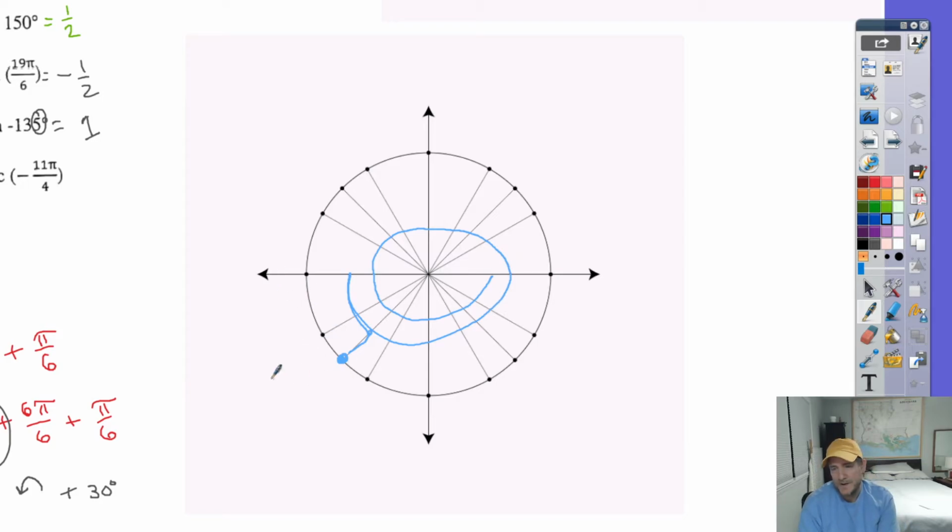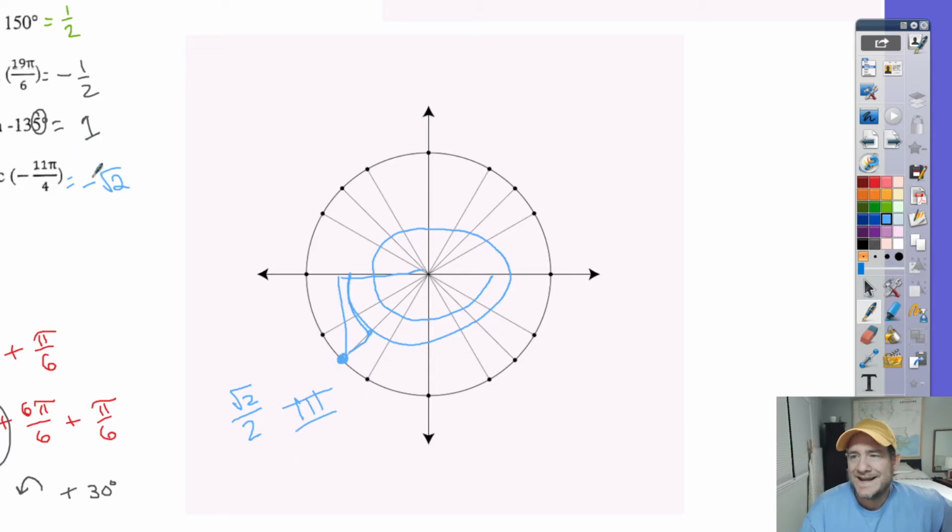So, same spot. Secant wants the reciprocal of cosine. So it wants the reciprocal of the x-coordinate. And we said it would be a good idea to remember that the reciprocal of root 2 over 2 is just root 2. But it would also be a good idea to remember that we're in quadrant 3, where both coordinates are negative. So you better give me negative root 2 for number 12.